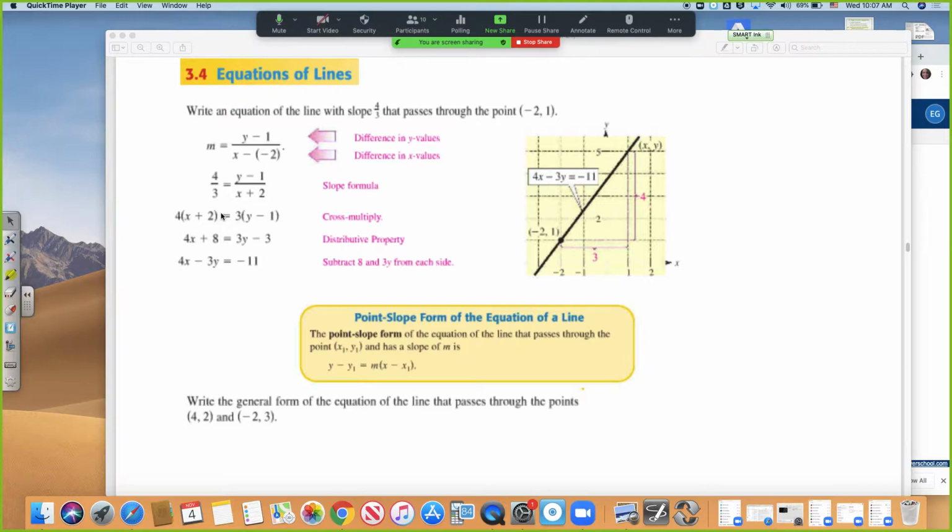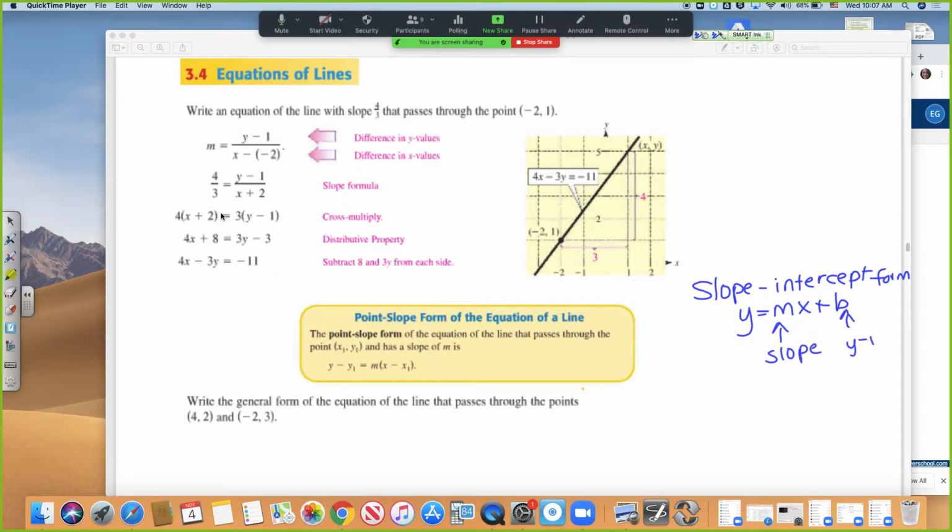The most common form that we use, that you guys saw on the quiz on Friday, was slope-intercept form, y equals mx plus b. This next form that we have in 3.4 is actually called point-slope form. So point-slope form is different than slope-intercept. Slope-intercept, if you remember, is y equals mx plus b, where this is your slope and this is your y-intercept.